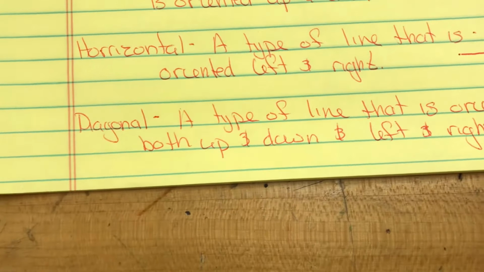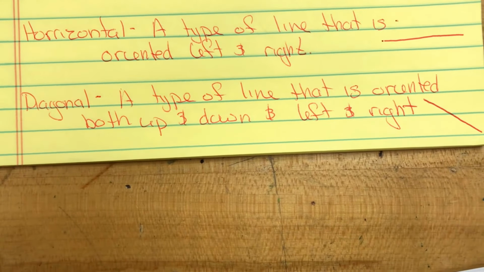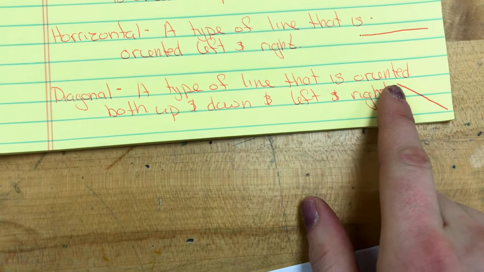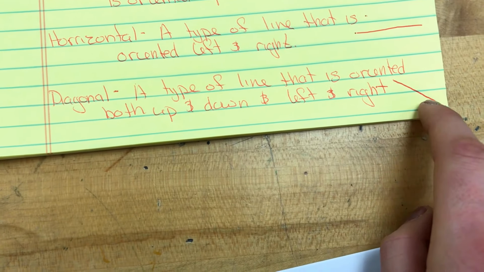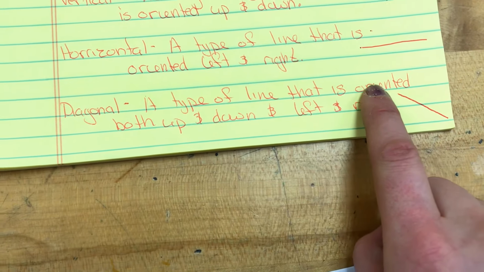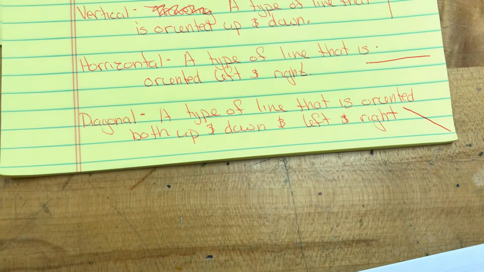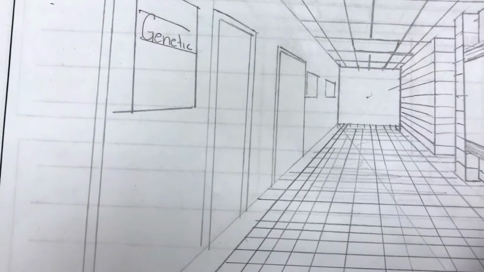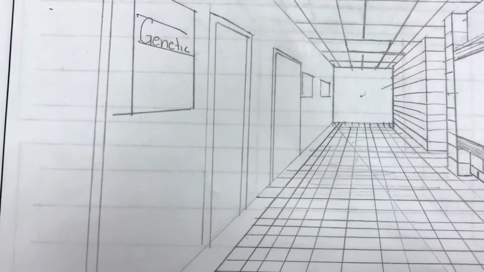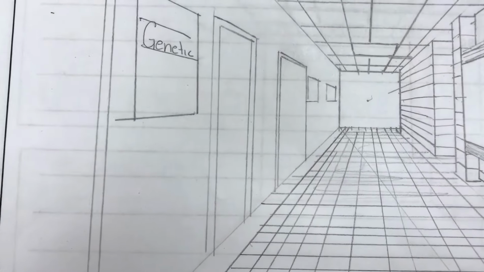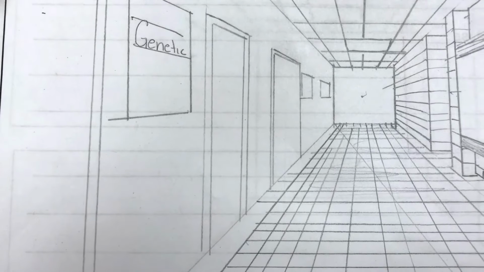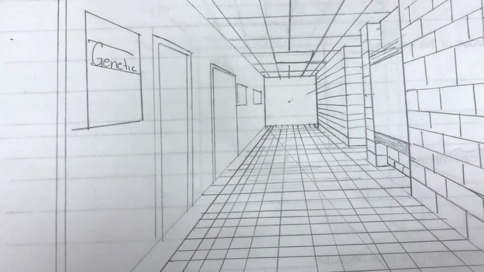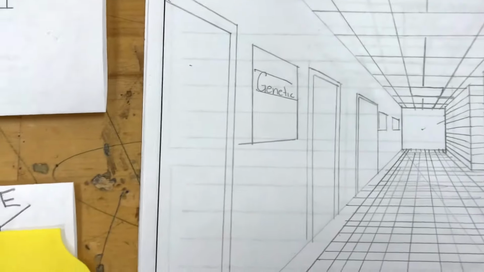Now, diagonal lines are a type of line that move both up and down and left to right at the same time. So if we follow this line this way, I'm going both to the right and down, and if we follow it this way, I'm going to the left and up at the same time. What you need to know is not all diagonal lines are necessarily converging lines. You've got to pay attention to them. But if they're moving away from you and towards the vanishing point, they are. This is a big reason why we're drawing the hallway, because there are no diagonal lines that are not converging in the hallway. Okay?